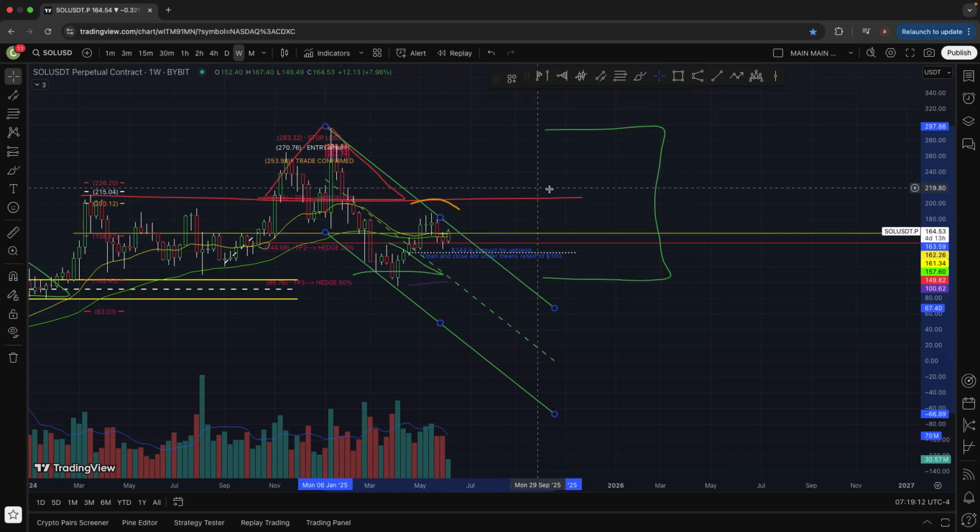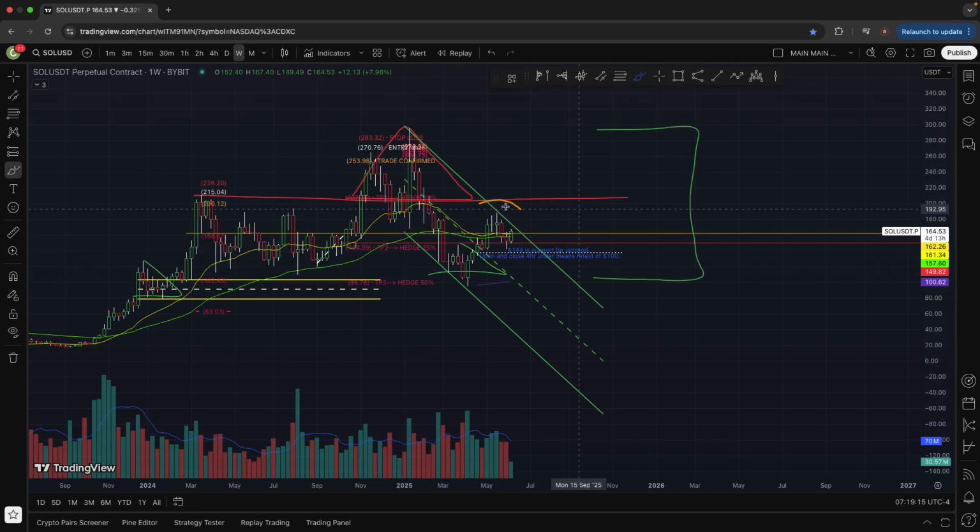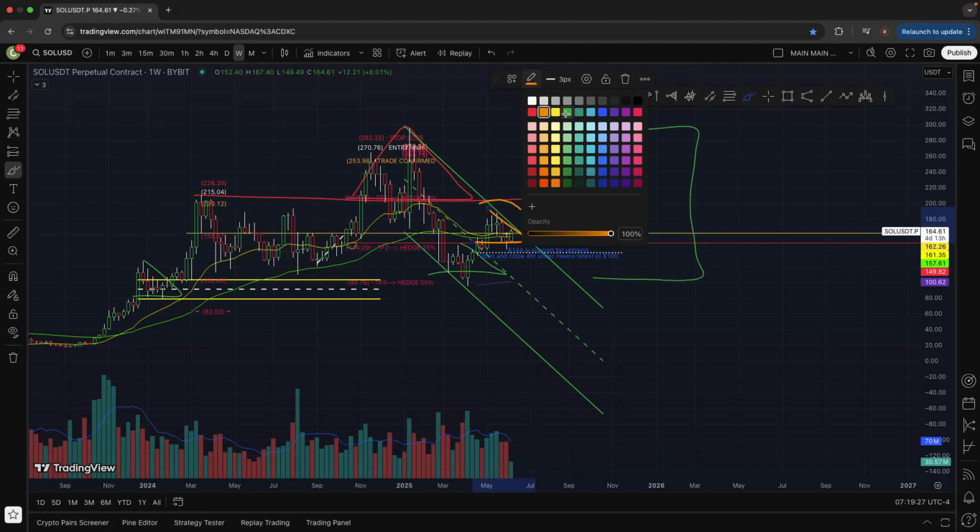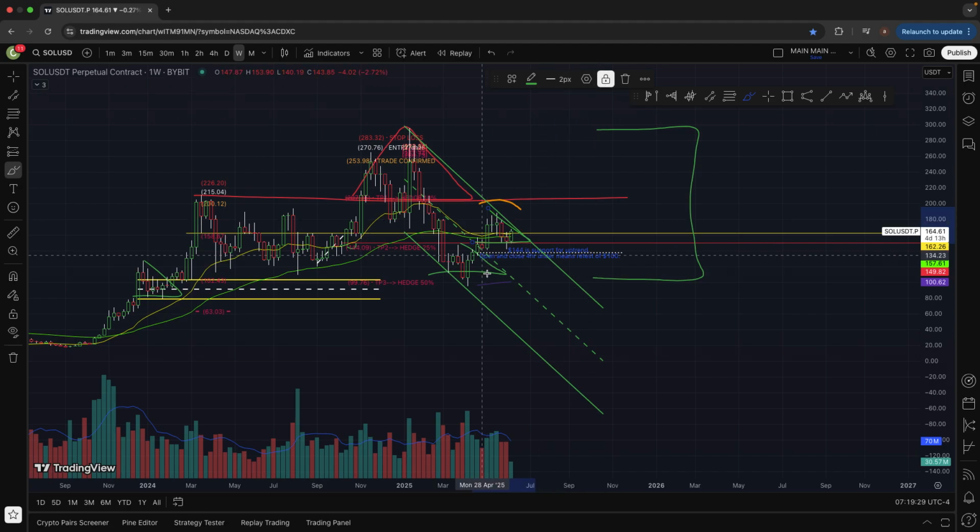We want to break out of this, okay? Let me give you another. We want to break out of this for upside. But we have to confirm that support first. Okay. This was a danger one. This one was a confirmed one.